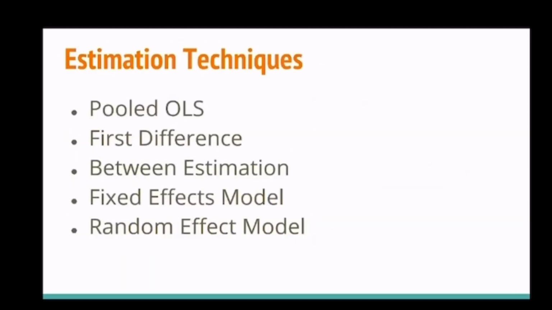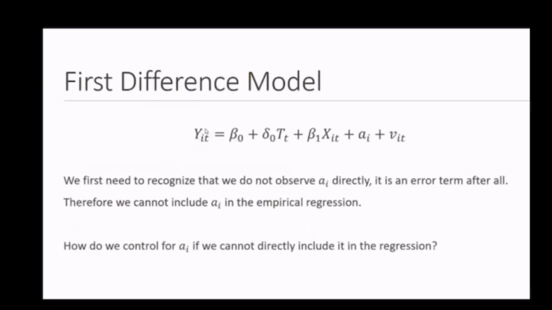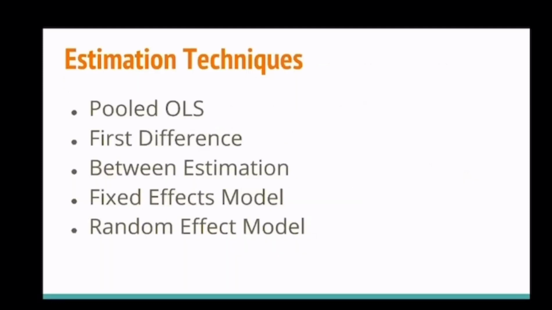Now the next method is first difference. Let me tell you this, I needed to take note of this. Whether it is first difference, between estimation, fixed effect model, or random effect model, we are still using OLS. But before using OLS, you know what we've done? We clean the house. Does that make sense? But in the first one, pooled OLS, we didn't clean the house. We just use OLS. So in first difference, between estimation, fixed effect, and random effect, we're still going to use OLS, but before we use OLS, we first tidy it up.